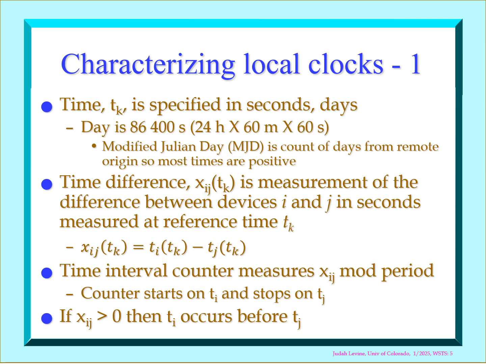If you have a thing like a time interval counter, which is a typical way of doing it, then the counter measures the difference modulo the period. For example, if the ticks happen once a second, then the time interval counter is measuring the time difference modulo 1 second. The convention is that if the time difference is positive, then device clock i is fast, which means that a time occurs in clock i earlier, before it occurs in clock j.